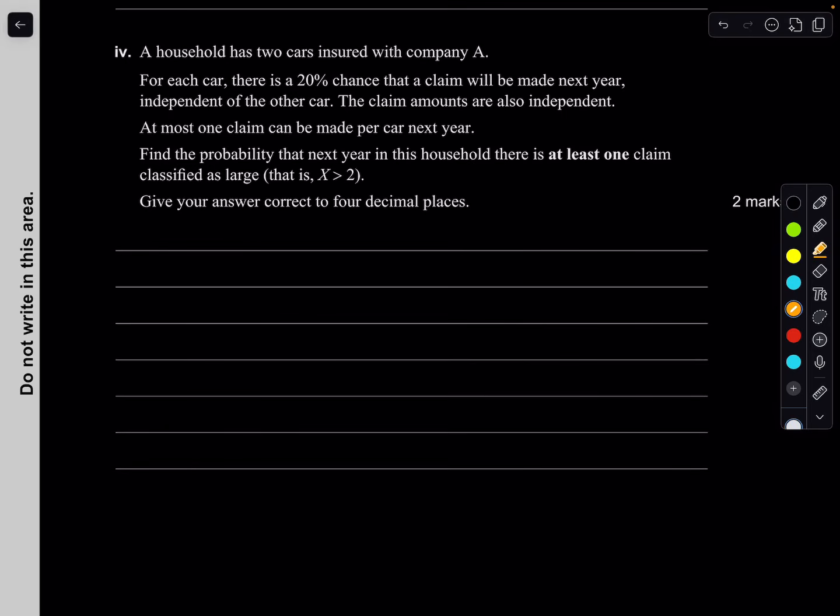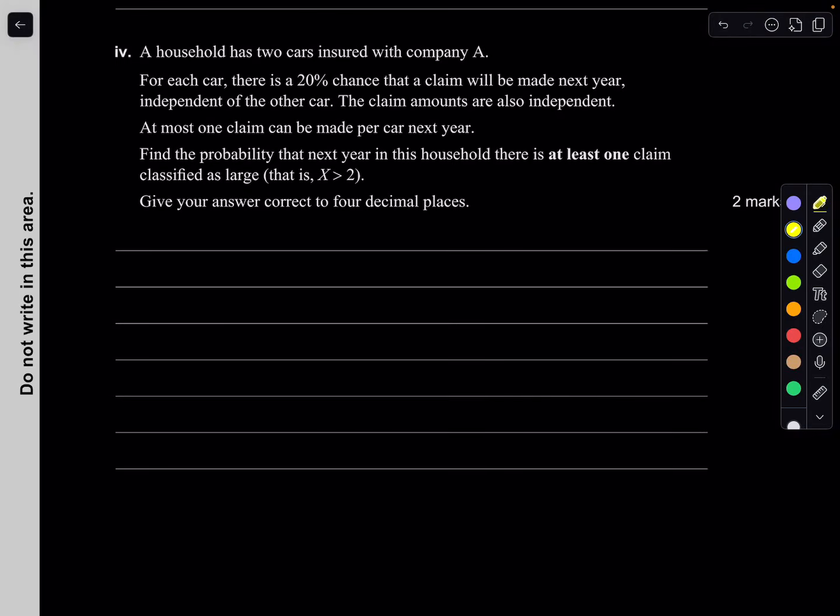A household has two cars insured with company A. For each car, there is a 20% chance that a claim will be made next year, independent of the other cars. So they're independent events. The claim amounts are also independent. So, okay, that's also independent. That's easier to deal with when they're independent. At most, one claim can be made per car next year. Find the probability that next year, in this household, there's at least one claim classified as large. Give your answer to 4 decimal places.